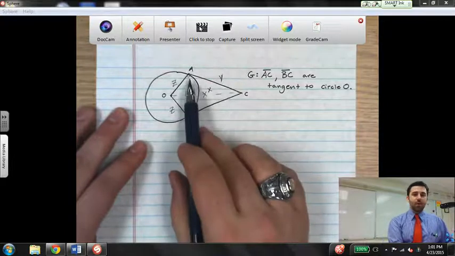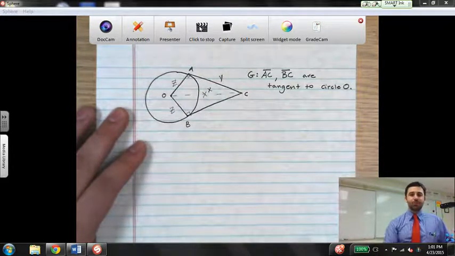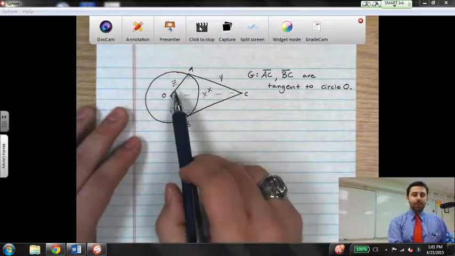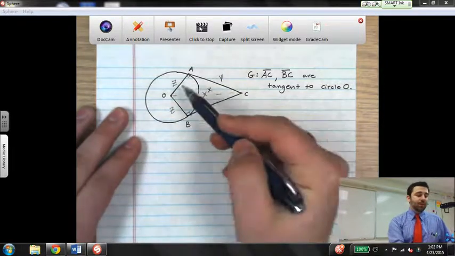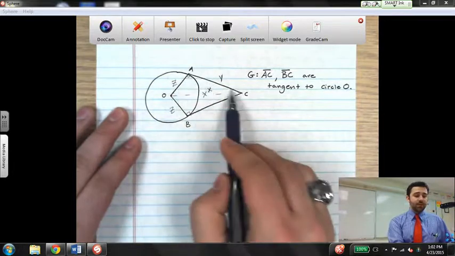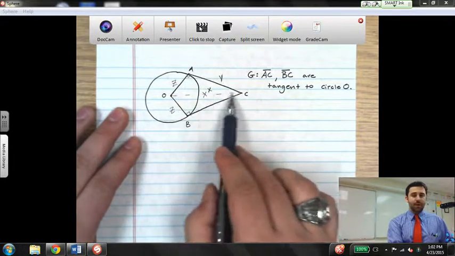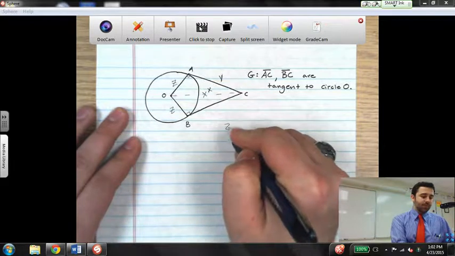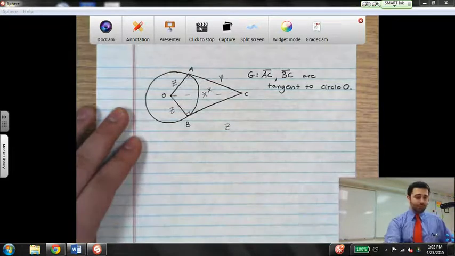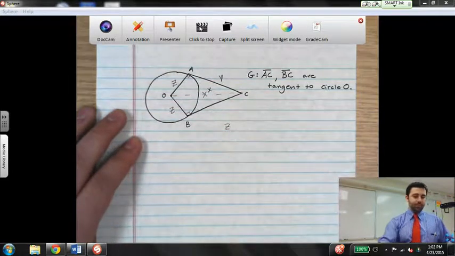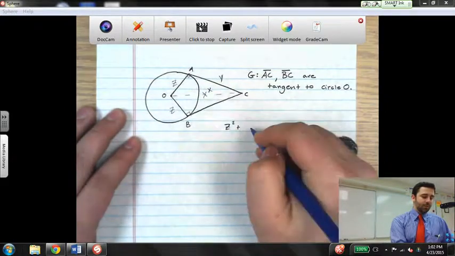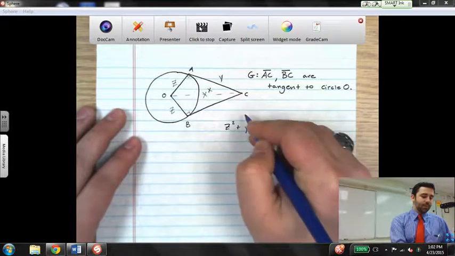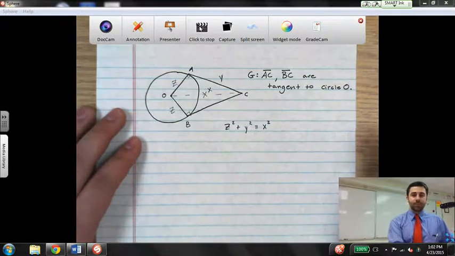So what I've formed here is two right triangles, and what we know about right triangles is the Pythagorean theorem. So I know that this side squared plus this side squared will equal my hypotenuse squared. So for our example, Z squared plus Y squared equals X squared. And that's for this top triangle.